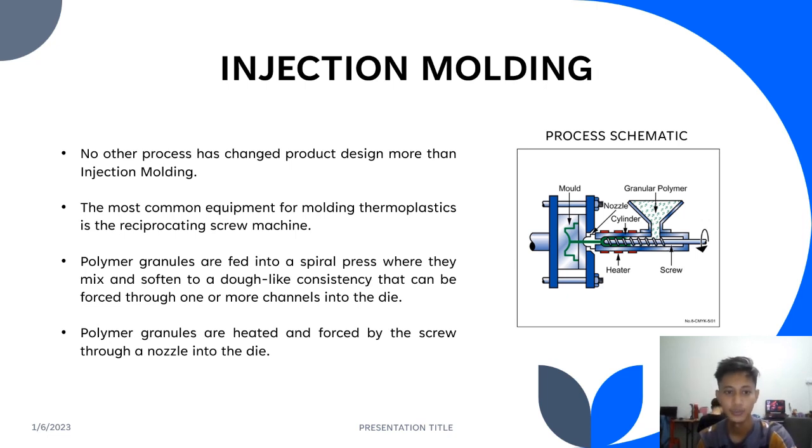Next, injection molding. No other process has changed product design more than injection molding. The most common equipment for molding thermoplastics is the reciprocating screw machine. Polymer granules are fed into a spiral press where they mix and soften to a dough-like consistency that can be forced through one or more channels into the die. Polymer granules are heated and forced by the screw through a nozzle into the die.